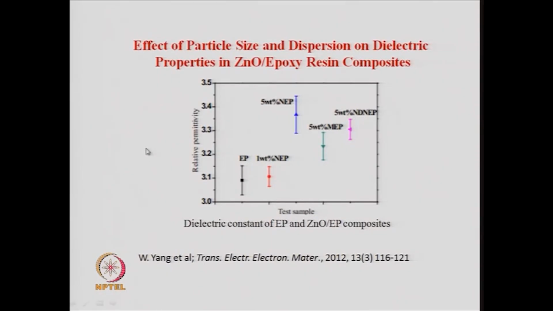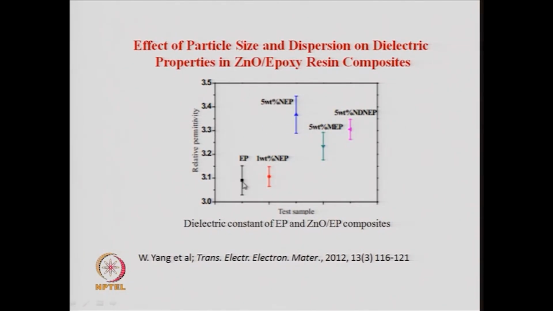This is another example of a polymer resin with zinc oxide, and the dielectric constant you can see with different epoxy materials to which you have added zinc oxide. You can see that with simple epoxy it is here, and when you add 1 weight percent or 5 weight percent, you have much larger permittivity compared to the epoxy as such.